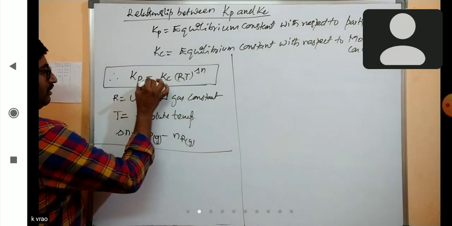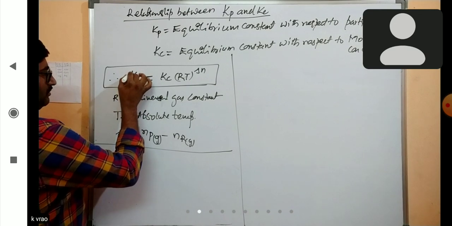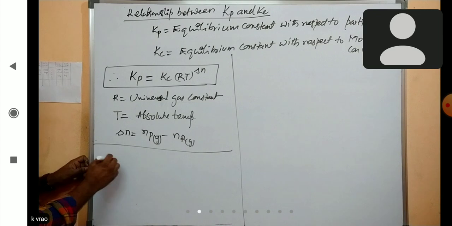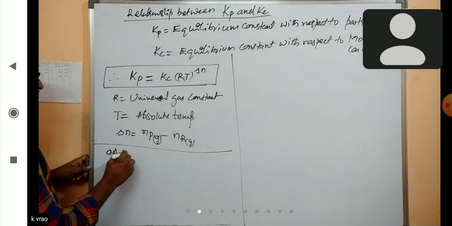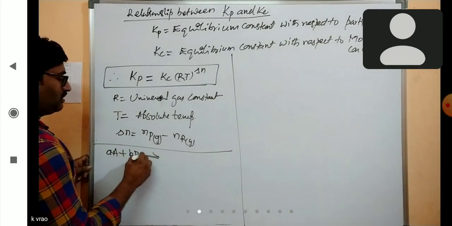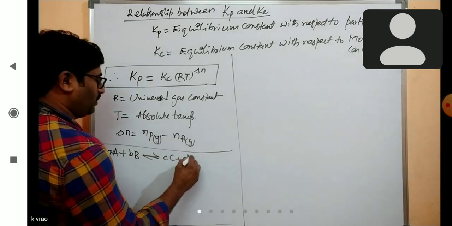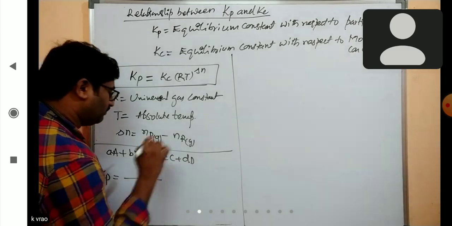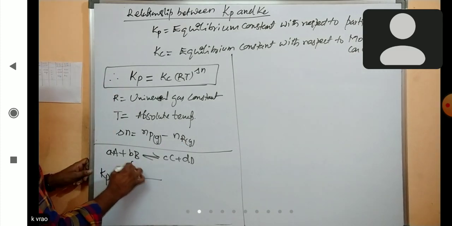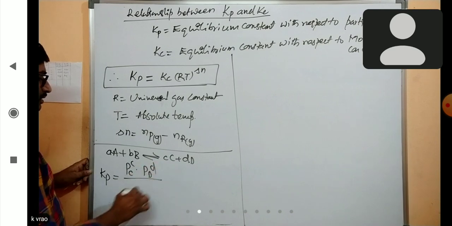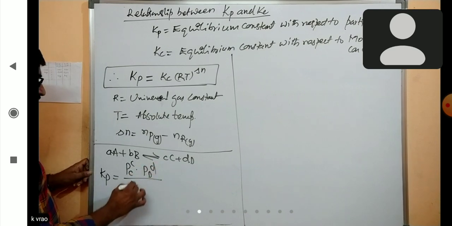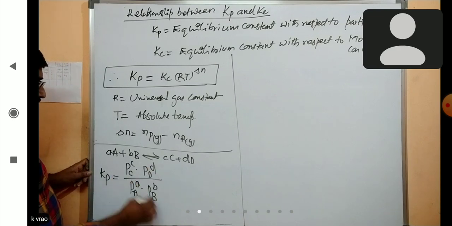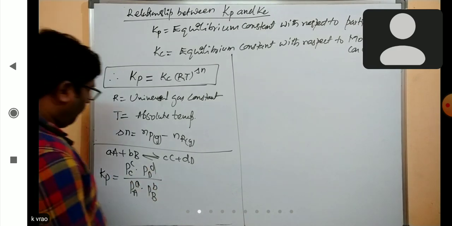So how do you get this relation Kp is equal to Kc into RT whole power delta n? Let us take the general equation: a moles of A plus b moles of B gives c moles of C plus d moles of D. If we write the Kp expression for this reaction, partial pressure of C power c into partial pressure of D power d by partial pressure of A power a into partial pressure of B power b. Right, this is the Kp expression.